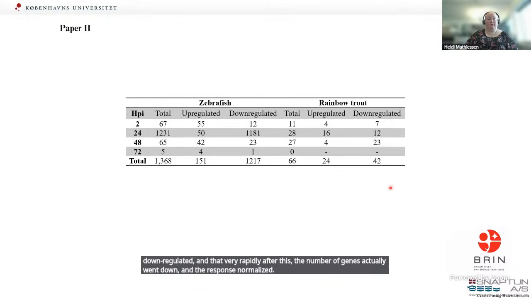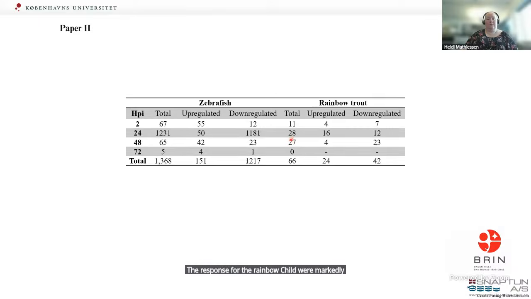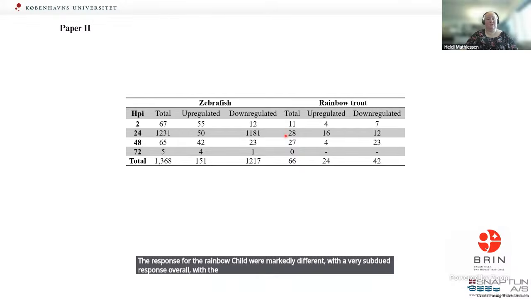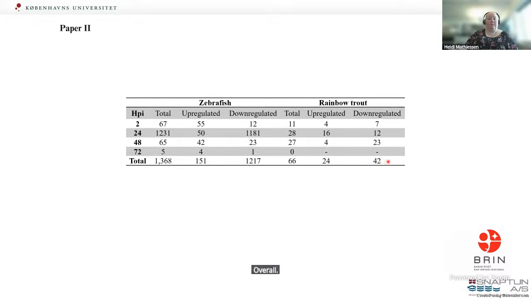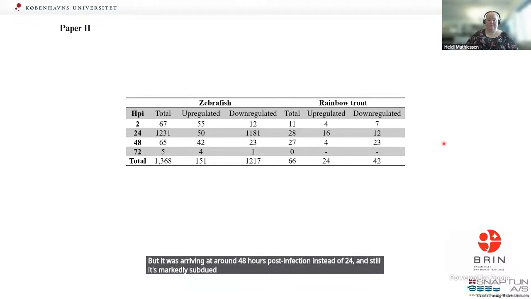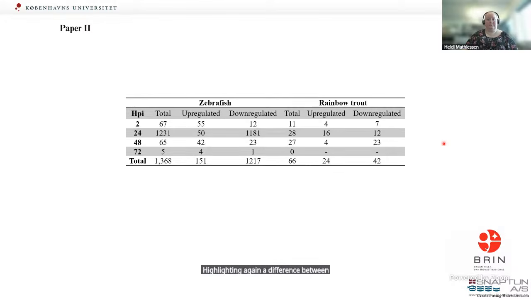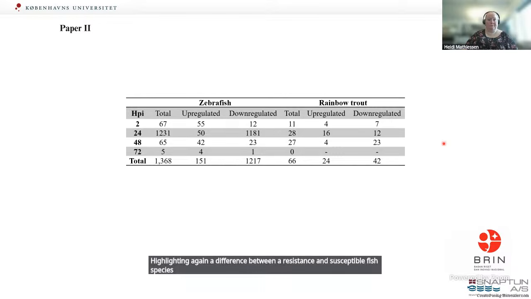The response for the rainbow trout was markedly different, with a very subdued response overall, with the majority being 28 differentially expressed genes at 24 hours. Overall, we also had a higher number of downregulated genes, but it was arriving at around 48 hours post-infection instead of 24, and still it's markedly subdued compared to the zebrafish, highlighting again a difference between a resistant and susceptible fish species in the early response.